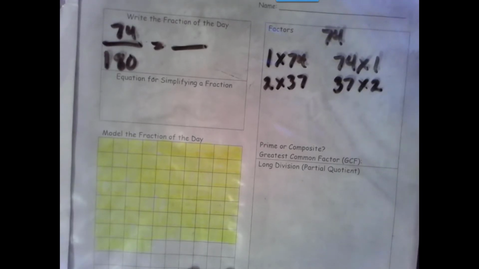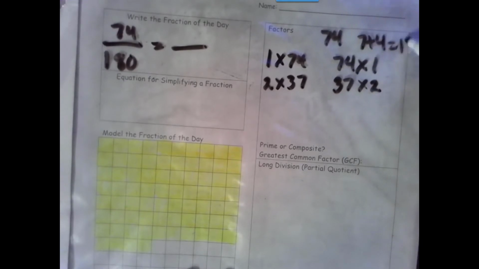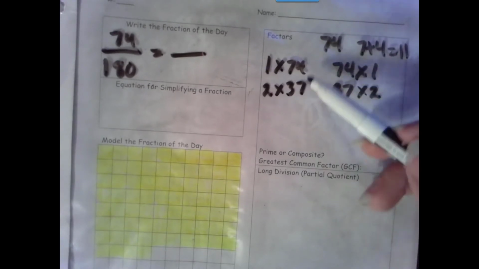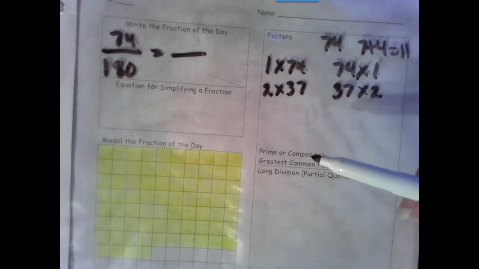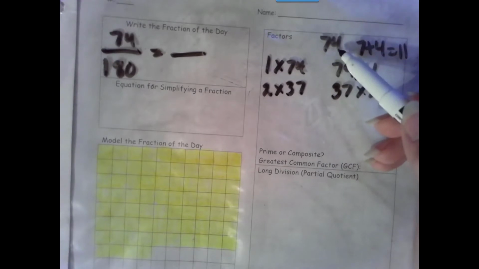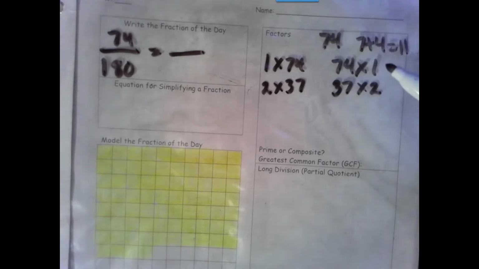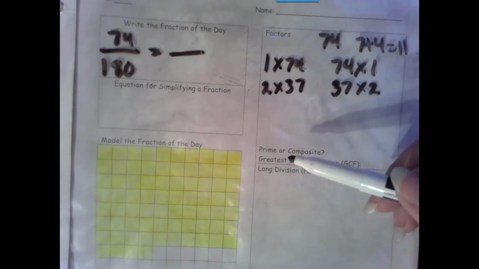So now I try the rule for 3. You add the digits together. I get 11. 11 is not a multiple of 3, so 3 is not a factor. I try 4. A way to check for 4 is to look at the second digit and see if it's even or not. It is odd, so 4 is not a factor. We try 5. The rule for 5 is that it ends in a 0 or 5. It ends in a 4, so 5 is not a factor. We try 6. The rule for 6 is that both 2 and 3 are factors. 2 is, 3 is not, so 6 is not a factor.